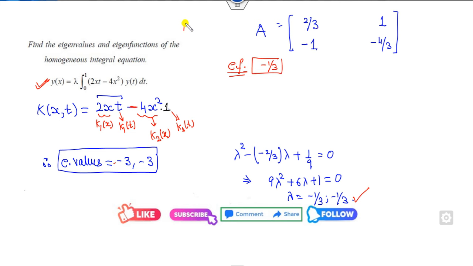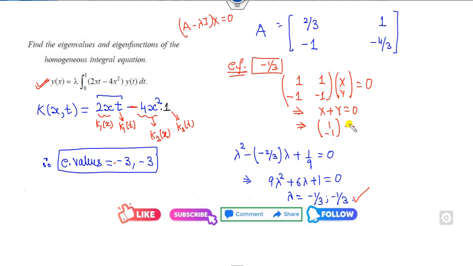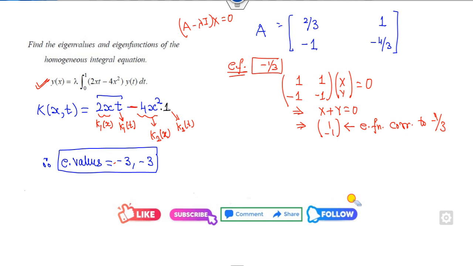Now, how can you find the eigenvector? (A minus lambda I) times (x, y) is 0. So I have to subtract minus 1 by 3. So it's 1, 1, minus 1, minus 1, times (x, y) equals 0. So clearly x plus y is 0. That means (1, minus 1) is the eigenvector corresponding to minus 1 over 3. Fine. So therefore, the eigenvalue is minus 3, and these are the eigenvectors of this.